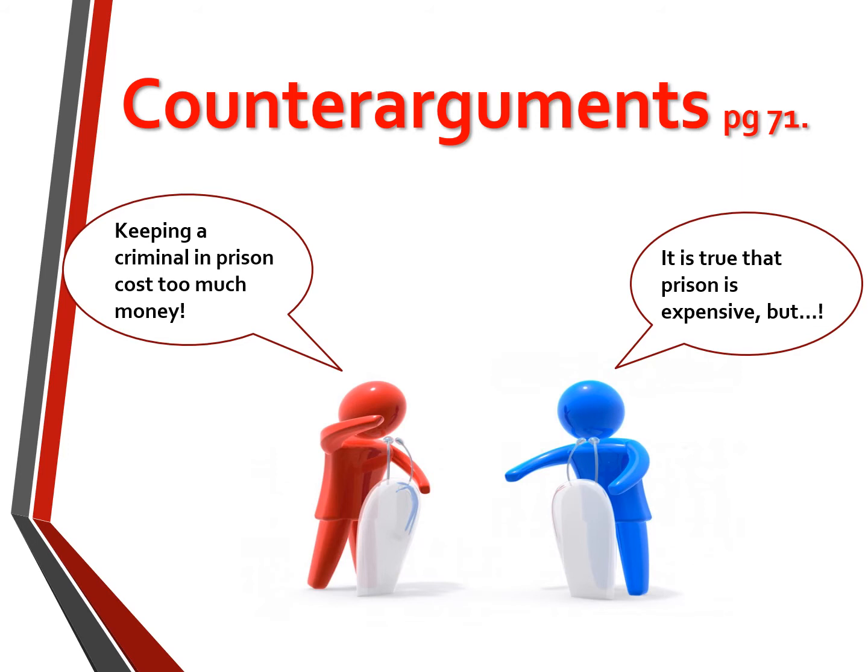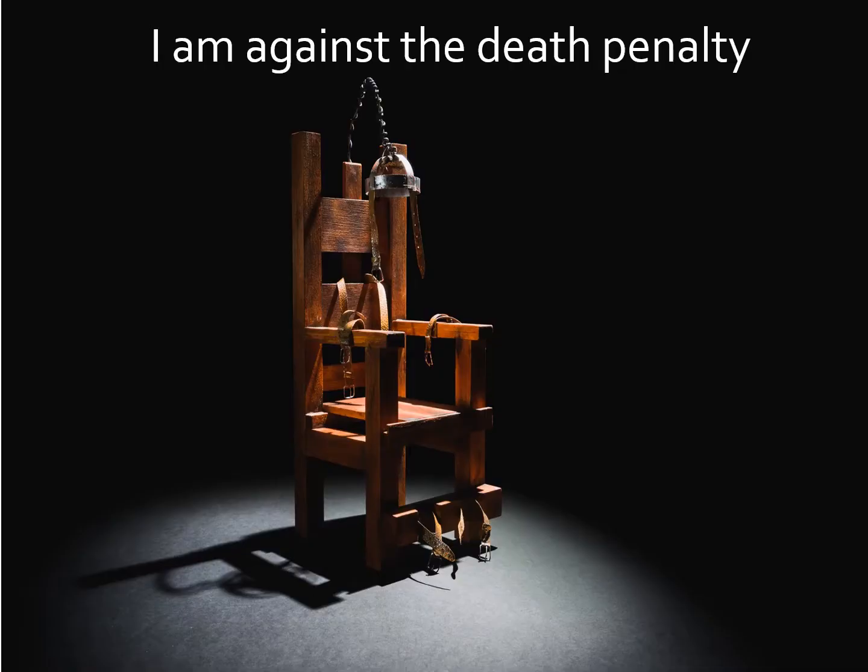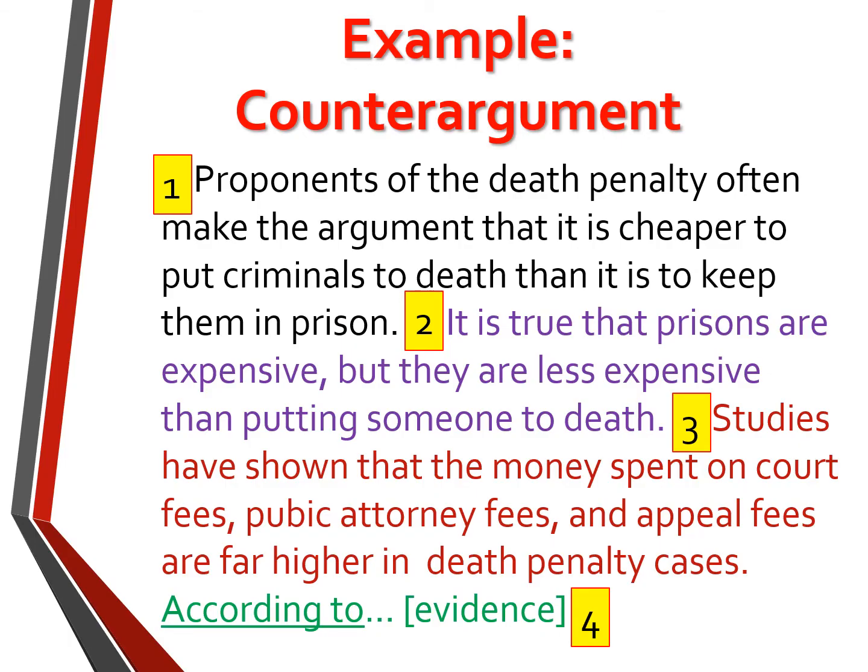There's 4 steps of a counterargument, which I'm going to go through in this video. For the example of a counterargument, let's say I am against the death penalty and I'm trying to persuade people to feel how I feel. So this would be maybe a basic counterargument you would use to persuade someone. If we look at the first step, it says proponents of the death penalty, that's people who are for the death penalty, often make the argument that it is cheaper to put criminals to death than it is to keep them in prison. Now this is the opposing argument and the first step of a counterargument.